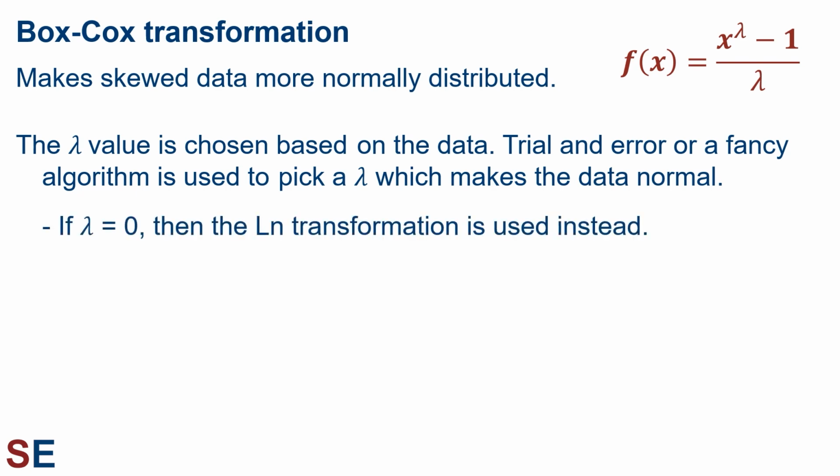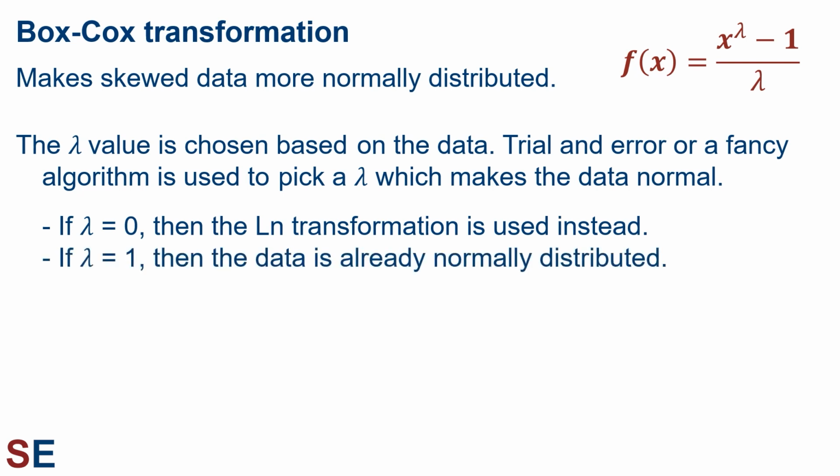If the best lambda is 0, then the equation can't be used, because both the numerator and denominator would always end up as 0, so we would use the natural log transformation instead. If the best lambda is 1, then the equation just becomes the original value minus 1. This shifts the values downwards by 1 on the number line, but leaves the shape of the distribution unchanged. This is because the data is already normally distributed.